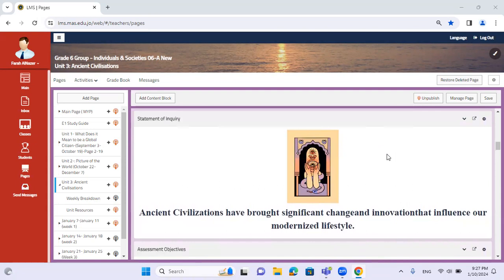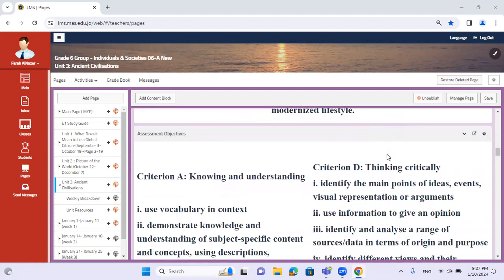So, this results in our statement of inquiry: ancient civilizations have brought significant change and innovation that influence our modernized lifestyle. So, we're going to look again at different changes that happen through time and how these changes keep on modernizing and impact our life today.